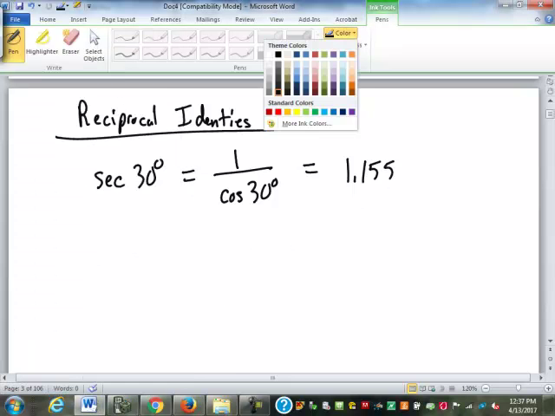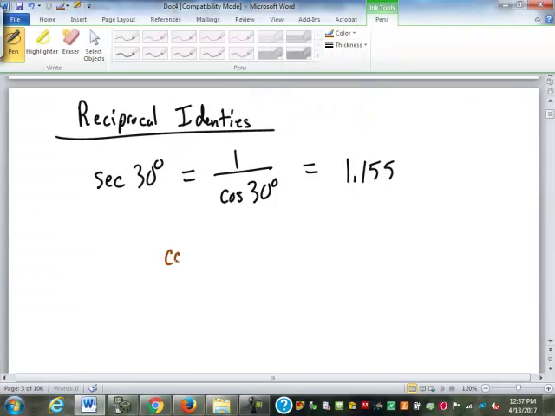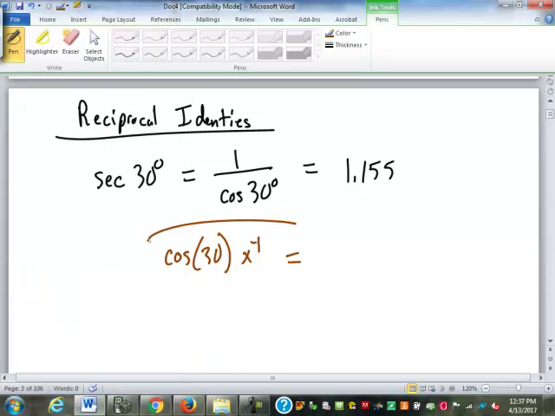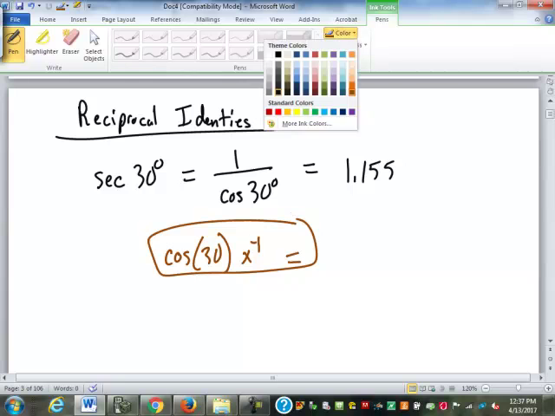Or, remember the way we discussed doing it, you do cosine 30, close parentheses, then use that reciprocal key. So cosine 30, close the parentheses, x negative 1 is your reciprocal key. Gives you the same answer. And the reason we did that was so that when we went to do our inverses, it just reversed the steps.